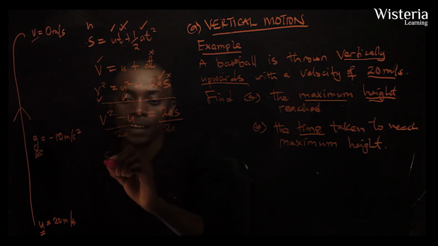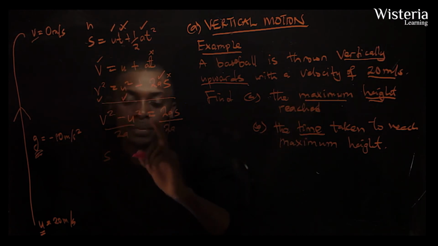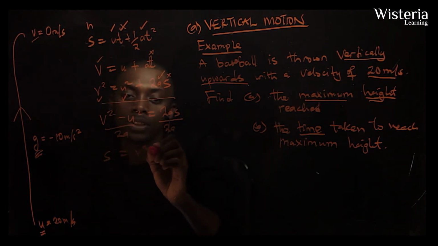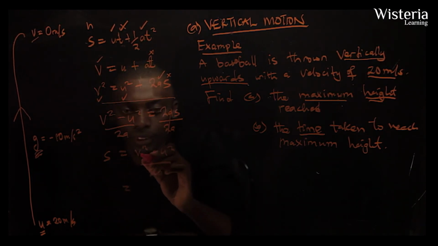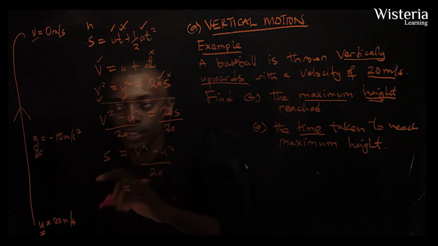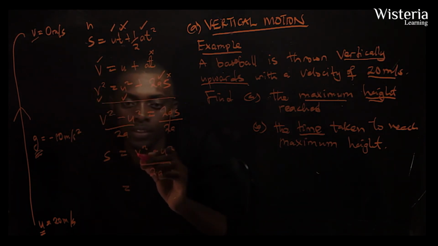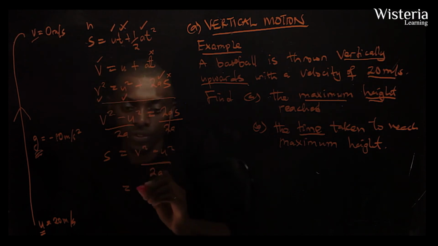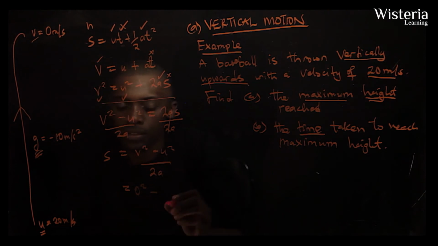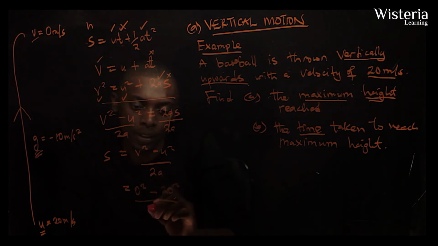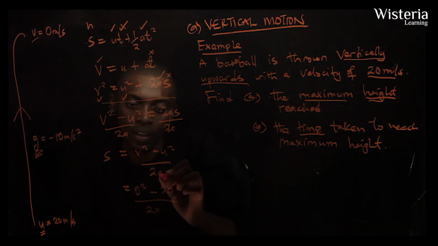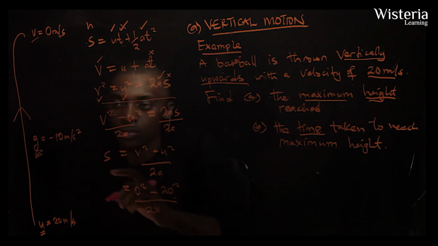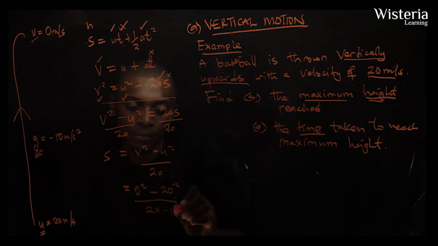Then we can say S, which is the same as saying maximum height, is the same as v squared minus u squared over 2a. The v squared is the final velocity. So where there is v, it is final velocity. So v is 0 squared. The u is where there is initial, which is going to give us 20 squared. Then we have 2 multiplied with the a. a is the acceleration due to gravity, which is going to give us negative 10.